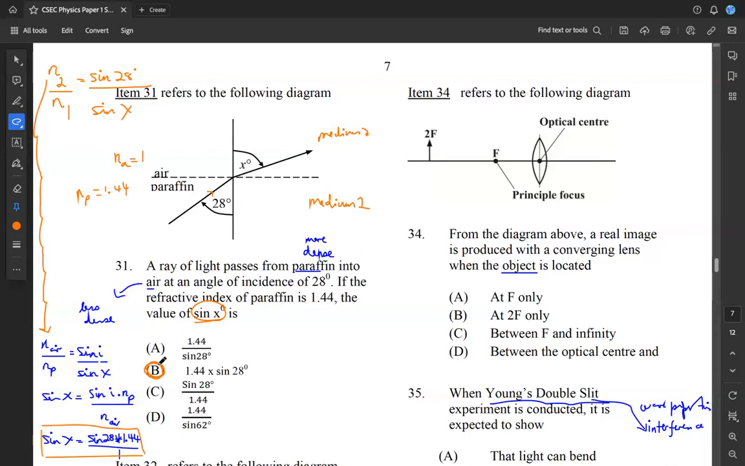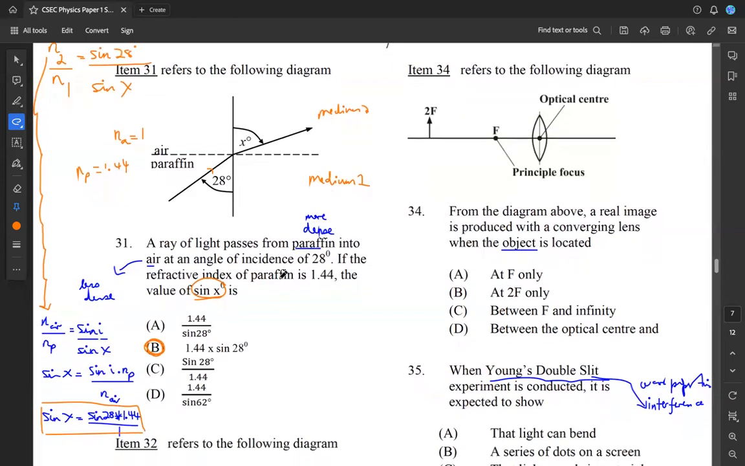Again, this question relies on your recollection, your ability to remember Snell's law and how it's actually defined, that is the refractive index of the second medium that you're going into over the refractive index of the first medium, the one that you're leaving from, and then everything is good from there on out. From there, it's just a matter of transposing to make sine X your subject, and you'd get an answer. In this particular case, we got B.